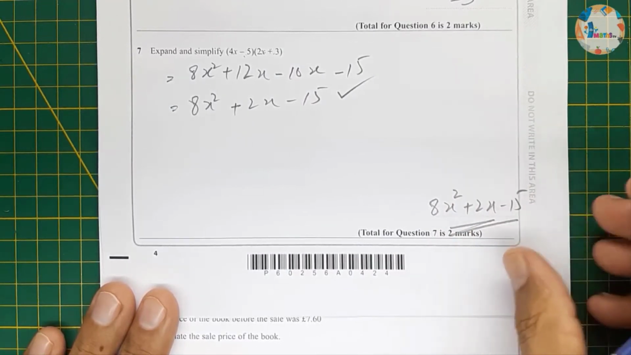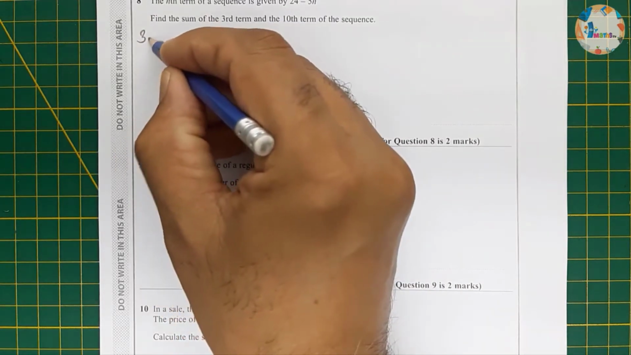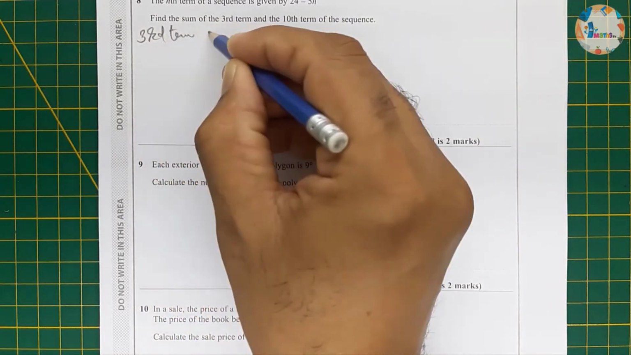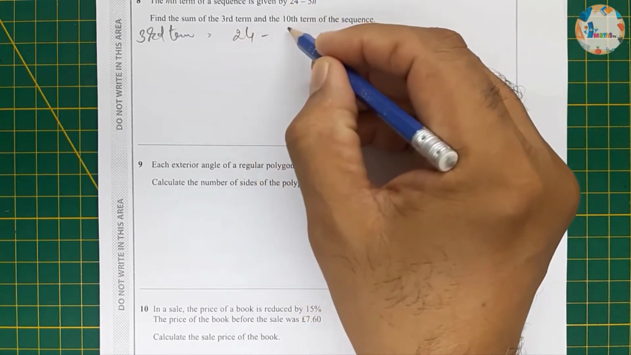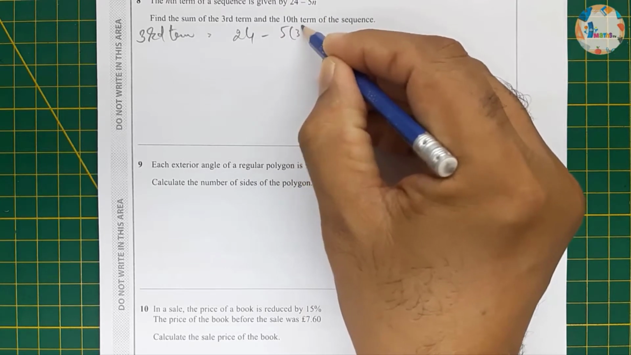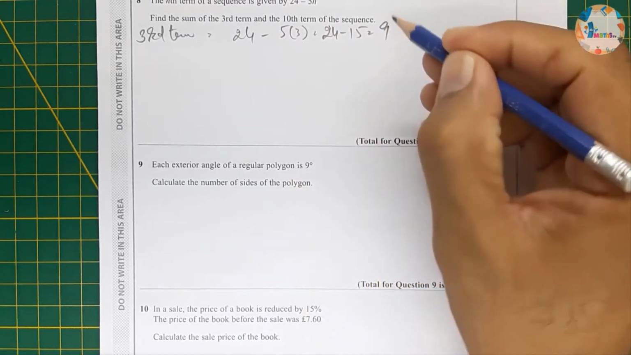Hopefully you understood this as well. Question number 8. The nth term of a sequence is given by 24 minus 5n. Find the sum of the third term and the 10th term of the sequence. So third term will be what? Third term will be n is equal to 3, so it will be 24 minus 5 into 3, so it will be 24 minus 15, which is equal to 9.